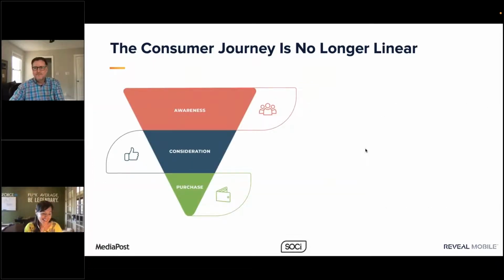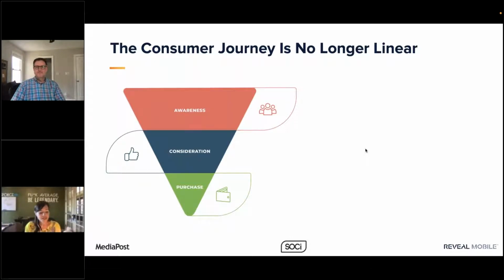Thanks, Dan. Love this topic. And as Dan mentioned, consumers and their shopping confidence and their willingness to get back to it is definitely back again. And consumers are shopping more than ever. And with the added usage and comfort of digital channels, the consumer journey has been forever changed.